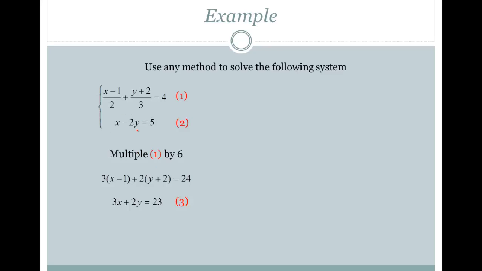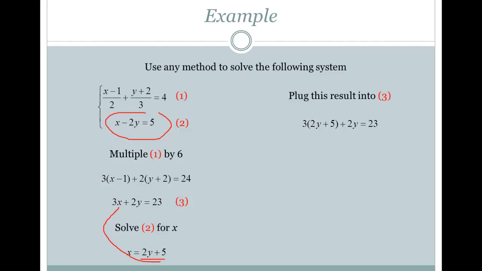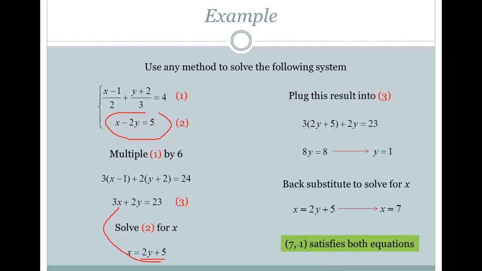If I do substitution, I'd solve this equation right here for x, and I would get x is equal to 2y plus 5. Then I would plug this right into there, and I would get 3 times (2y plus 5) plus 2y is equal to 23. Simplify, and I get y is equal to 1. At this point I would back solve. If I back solve, I would see that x is going to equal 7. You guys can go back and double check and see that (7, 1) satisfies both of these equations.